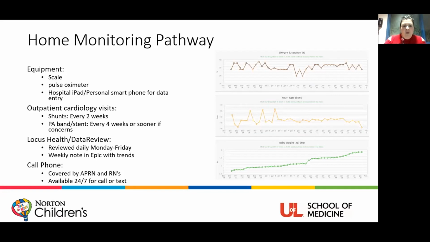And then we do Locus Health data review. If you see my screenshot over here to the side, families can enter their data. We expect them to do a daily weight, a daily sat, and a daily heart rate, and we can monitor trends. Before we went live with this home monitoring system, which will be 2 years coming up in September, we used to have families just write it down on paper, and once a week we would call them and they would give us their number.